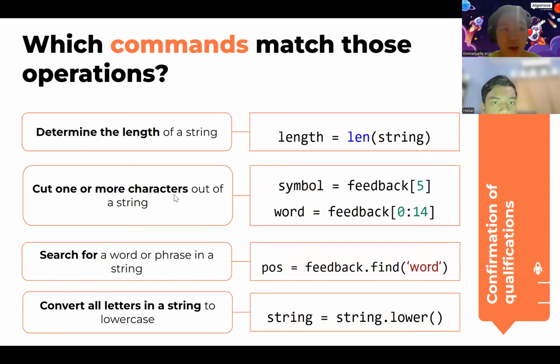Last week we learned how to determine the length of the string, or number of characters, using len. We also cut or slice the characters out using index. Index starts from 0. We also do slicing. Searching with dot find will return the position of the character. And we are also able to convert all the letters into lowercase, so we use dot lower. If you want to convert it into uppercase, we can do dot upper.